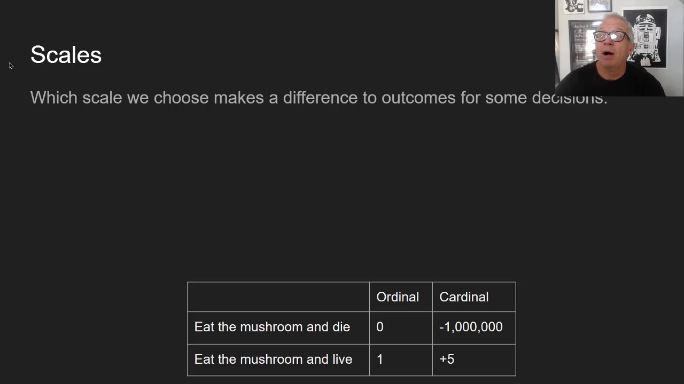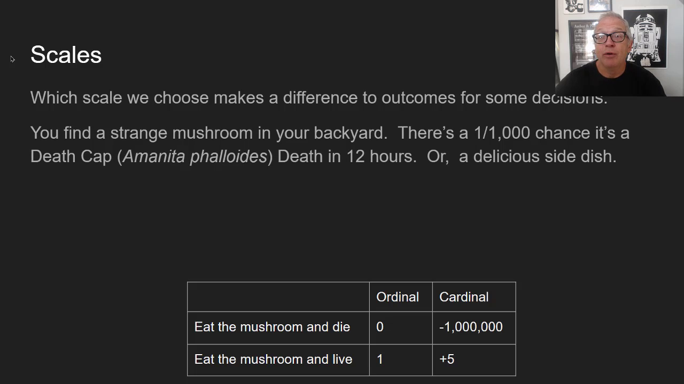Okay, so which scale we use makes a great difference to the outcomes for some decisions. We're going to do a lot of ordinal ranking, but here's another good example. You find a strange mushroom in your backyard. There's a 1 in 1,000 chance that it's a death cap mushroom, an Amanita phalloides, which results in death within 12 hours if you don't get a liver transplant. Or if it's not one of those deadly mushrooms, it might just be a delicious side dish to go with dinner.